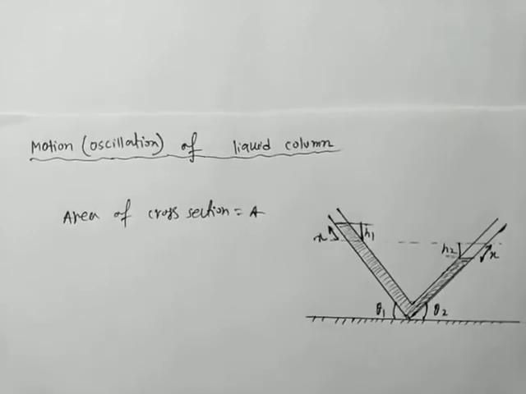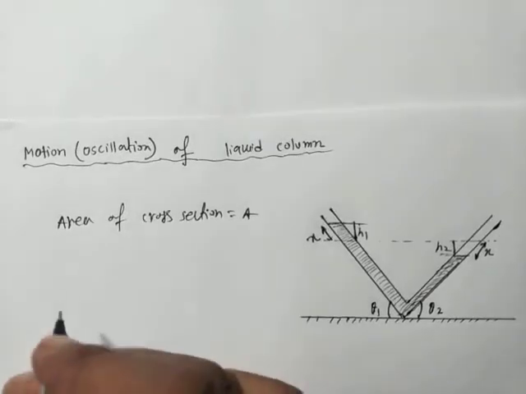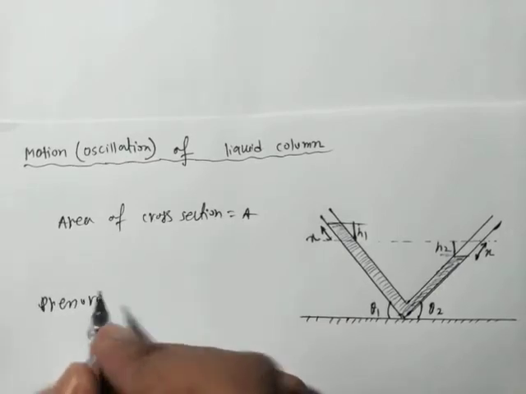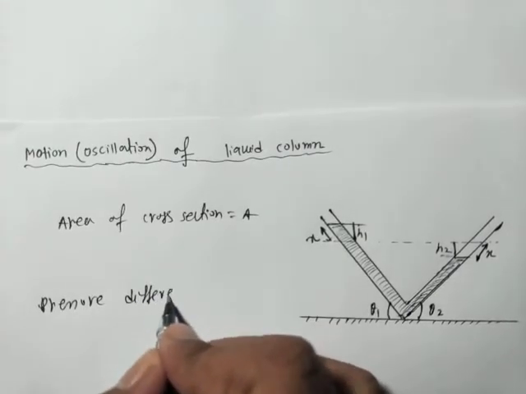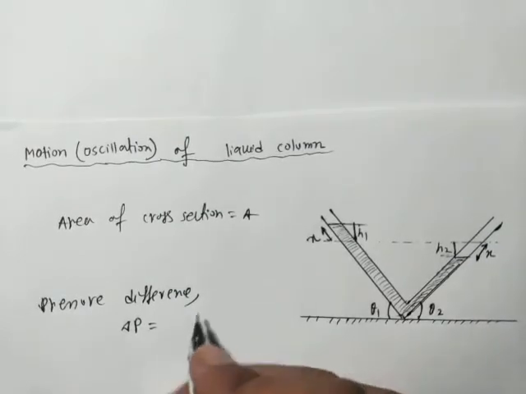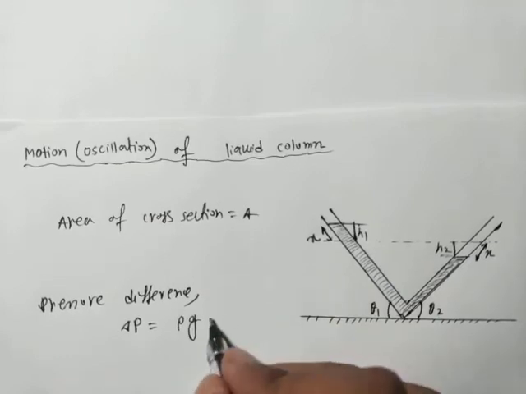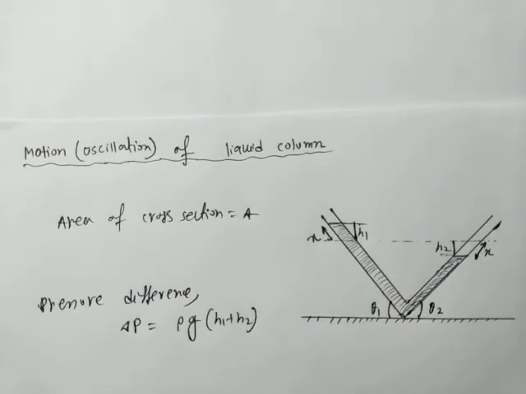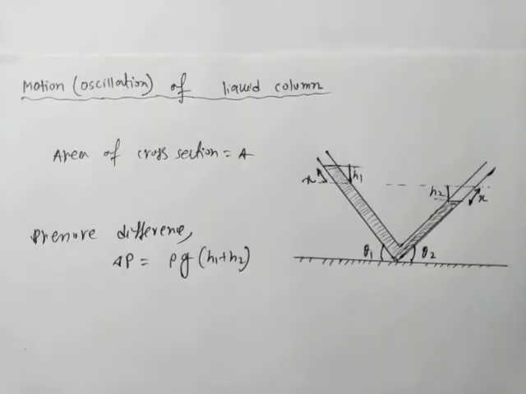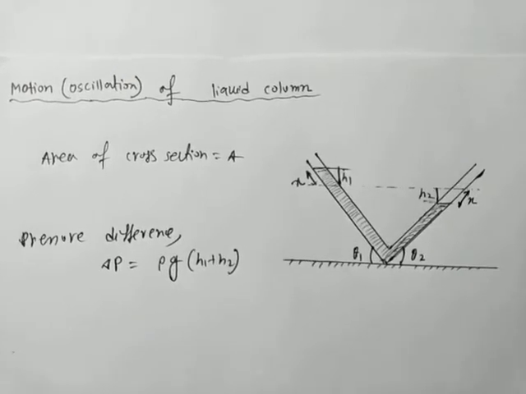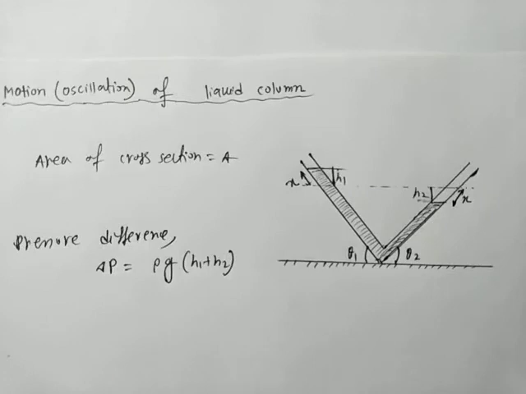Here, what is the pressure difference due to the height? Pressure difference delta P is equal to rho g into (h1 plus h2), the total height. But here one more thing is the relation between h1, h2 and x; we are given x and theta 1, theta 2 only. So we have to find h1 and h2 in terms of x and theta 1, theta 2.